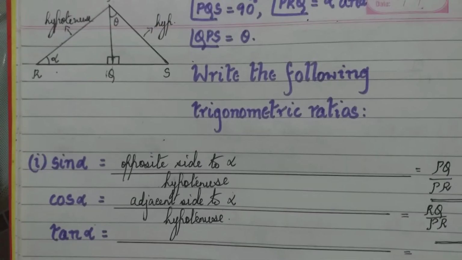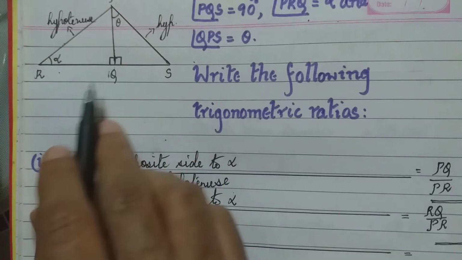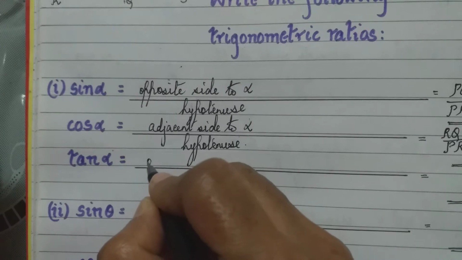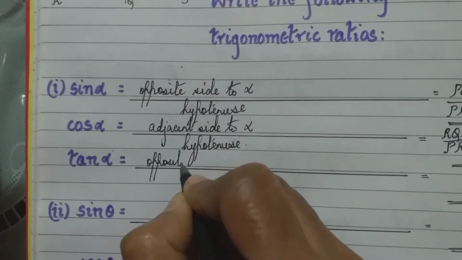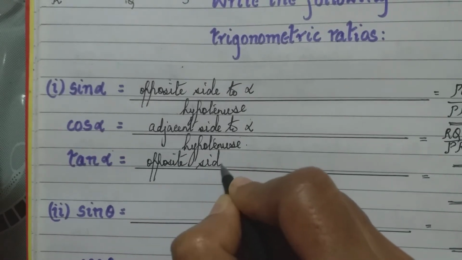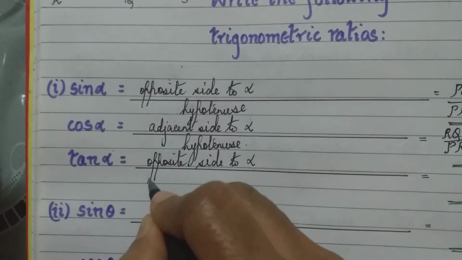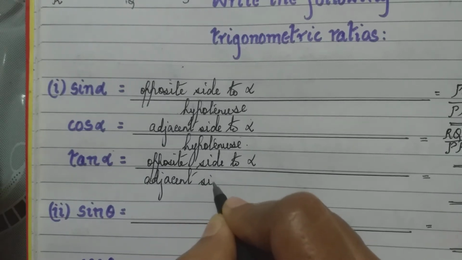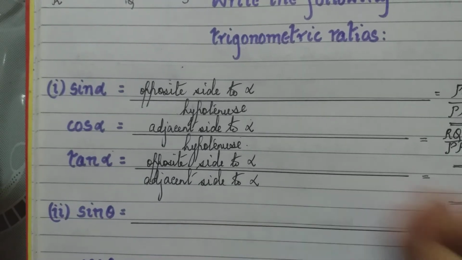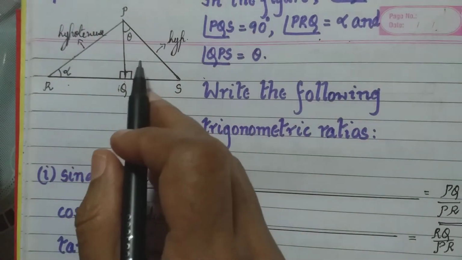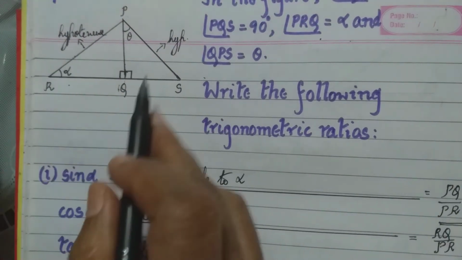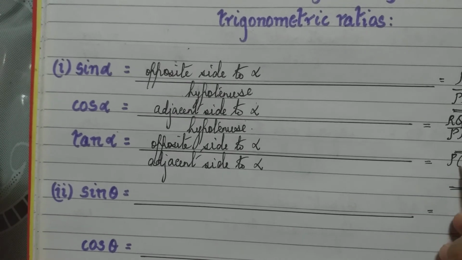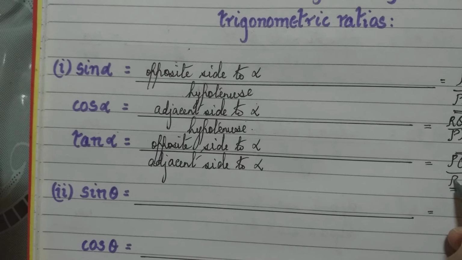Going to tan alpha. Tan alpha will be opposite side upon adjacent side. So opposite side to alpha upon adjacent side to alpha. Now look at the figure. Opposite side to alpha is PQ, adjacent side is RQ. So PQ upon RQ. So we write here PQ upon RQ.